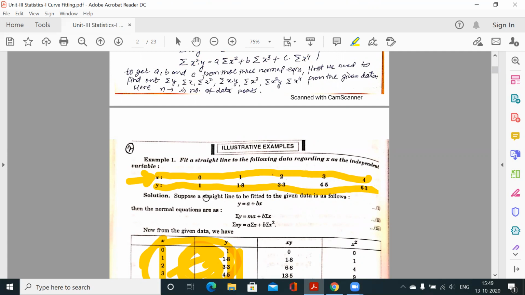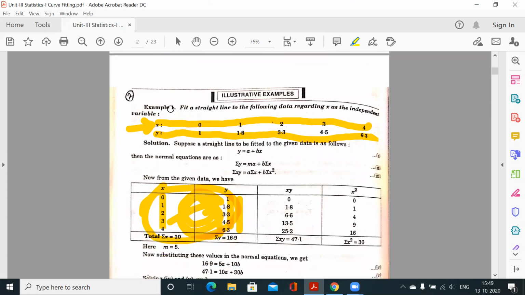So what is the question? Fit a straight line to the following data regarding x as the independent variable. You are given a set of values of x and the corresponding values of y. We have to fit a straight line here. That means the straight line fitted to the given data is y equals a plus bx. We have to fit this curve to this data.